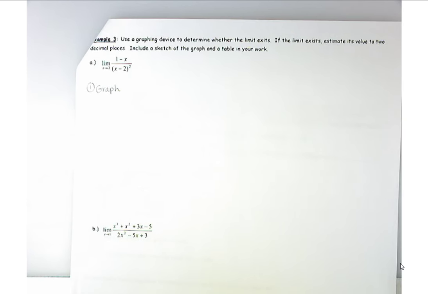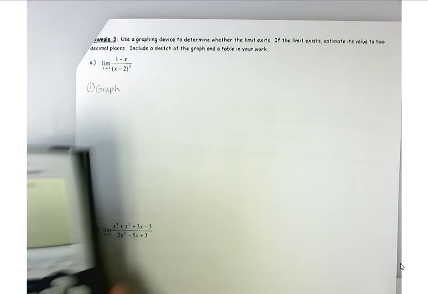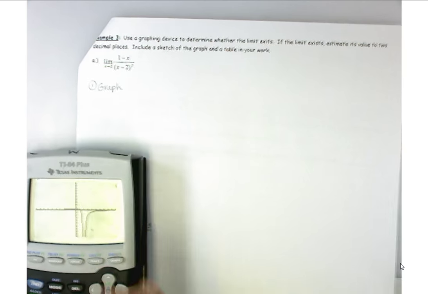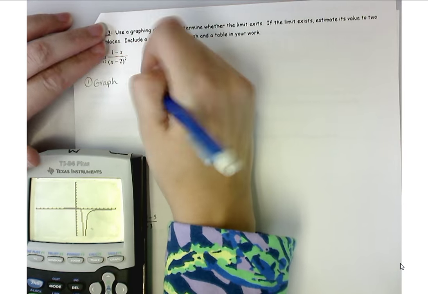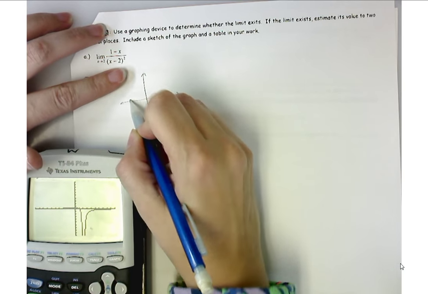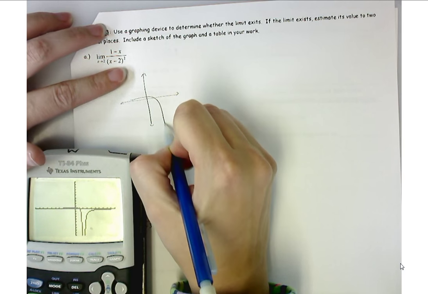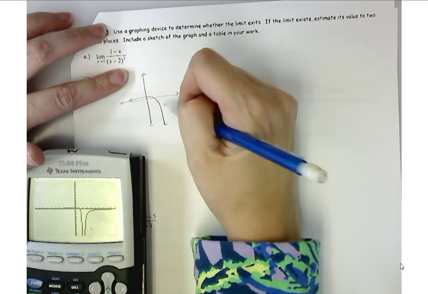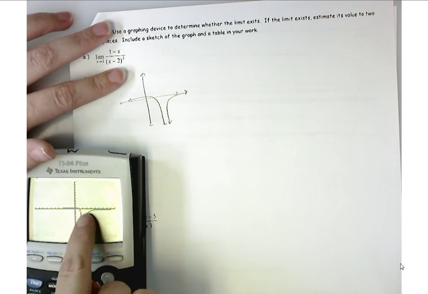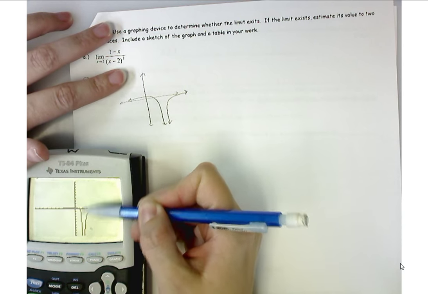Alright, so once you put this in your graphing calculator, you are going to just draw a sketch of that. So you have 1 minus x divided by x minus 2 squared graph. Okay, so mine, it looks like it's above here and going down. It looks like it's right here. It looks like this is going to be an asymptote at 2.